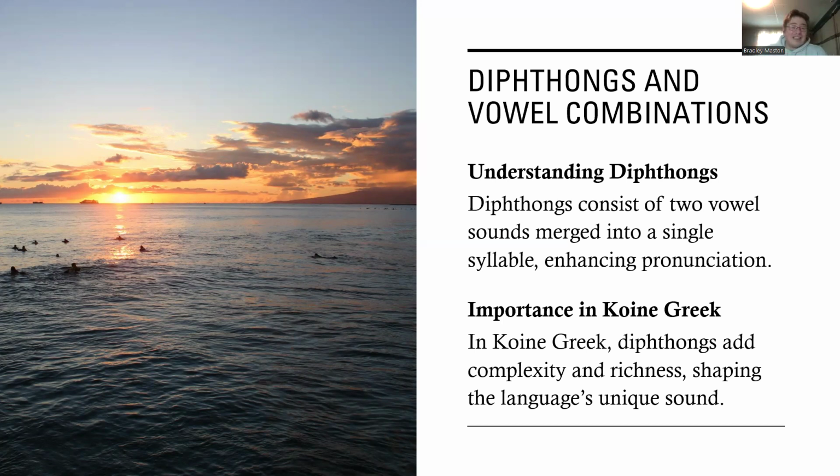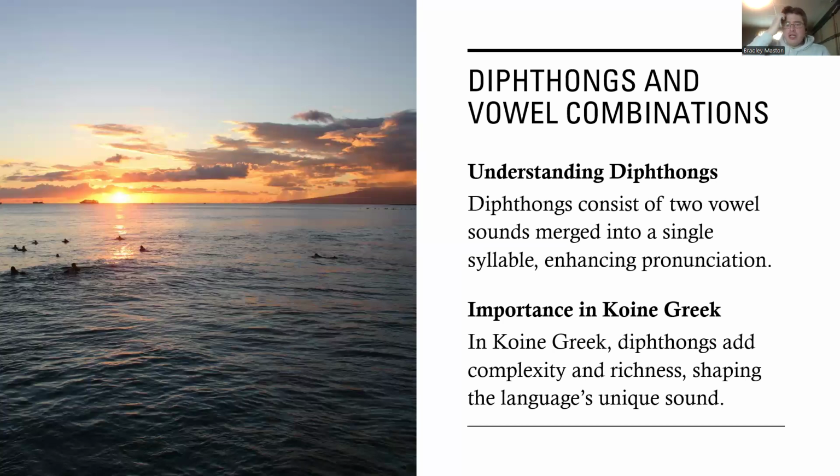We have lots of diphthongs in English, and it's kind of like EA, right? When you see EA in a word, you recognize that it gives a different vowel than the E and a different vowel than the A, but it's kind of a single grammatical unit. So when you see two vowels coming together to produce a new vowel sound, usually kind of a hybrid of those two, we call that a diphthong, and there's plenty of them in Greek and plenty of them in the Greek New Testament. So in Koine Greek, diphthongs add complexity and richness, shaping the language's unique sound.